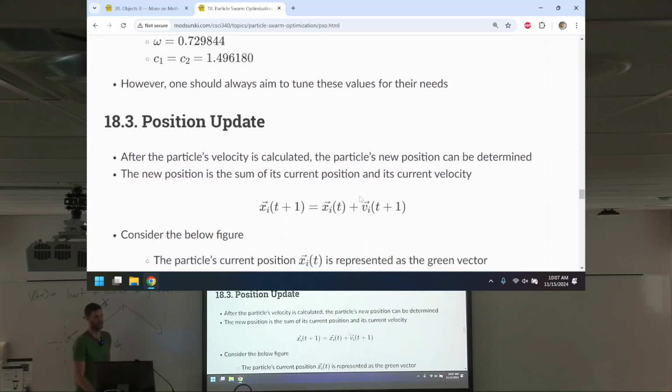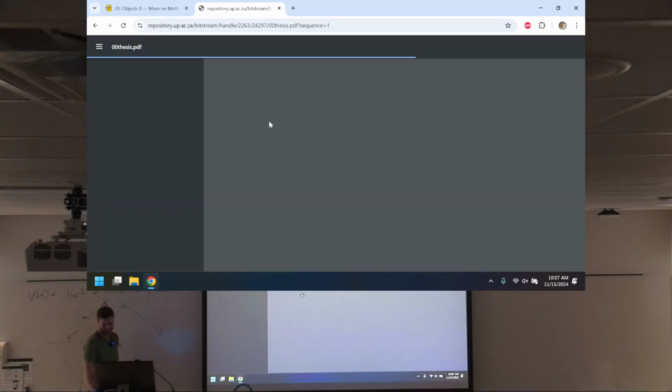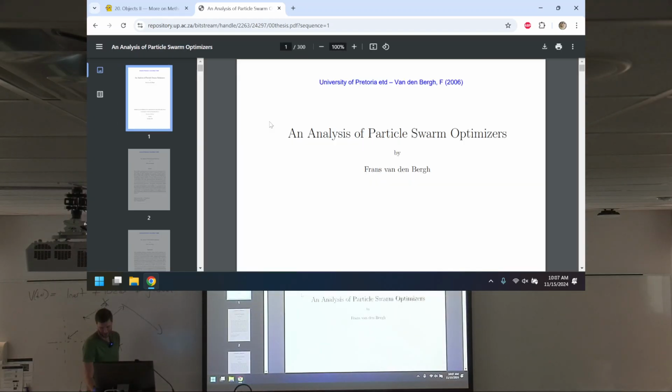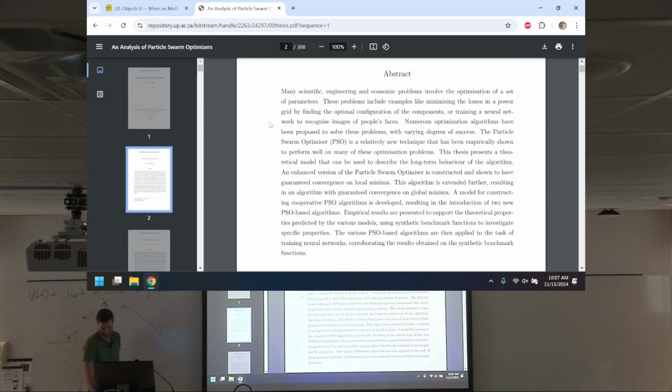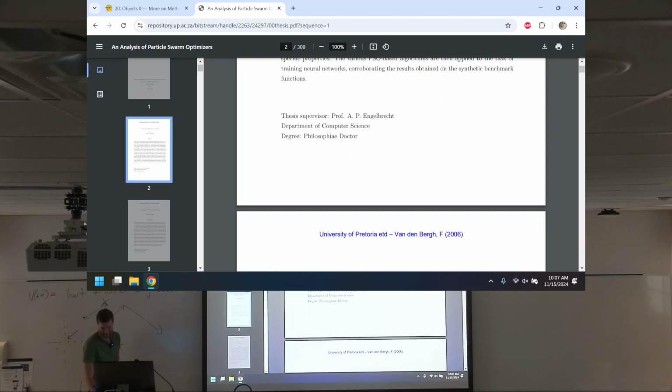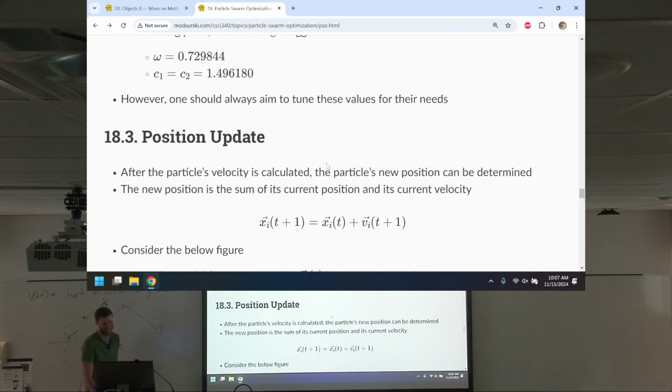Yes? Why do we want our C1 and C2 to be the same? I don't know. If you ask Vandenberg, they'll tell you. It's in here somewhere. It was their PhD thesis, I think. Oh, Engelbrecht, I know him. I met him. He doesn't know me.